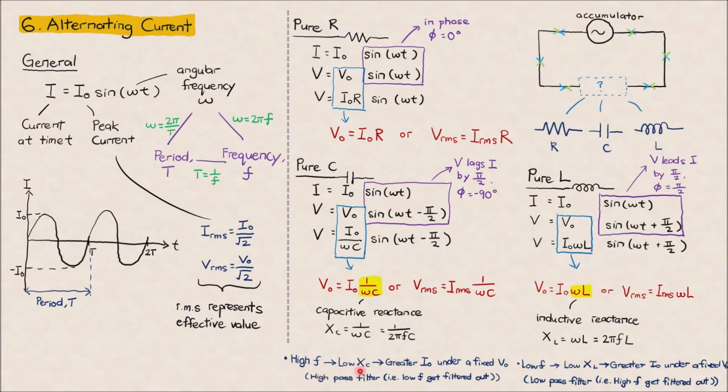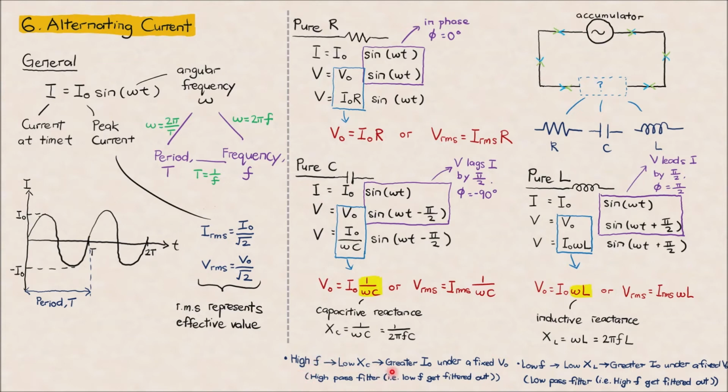So in that case, we can say that we call it a high pass filter, because higher frequency information can cause greater current, whereas lower frequency information will cause a smaller current. So you can say the high frequency information passes through in a greater magnitude compared to the low frequency information. That's why we call it a high pass filter.